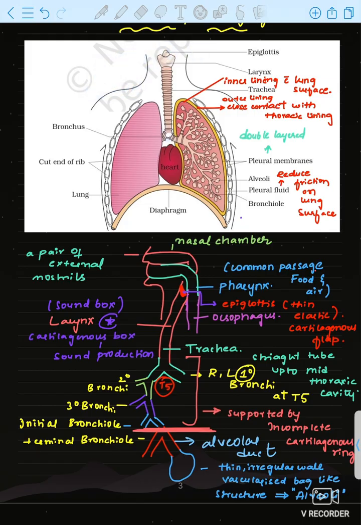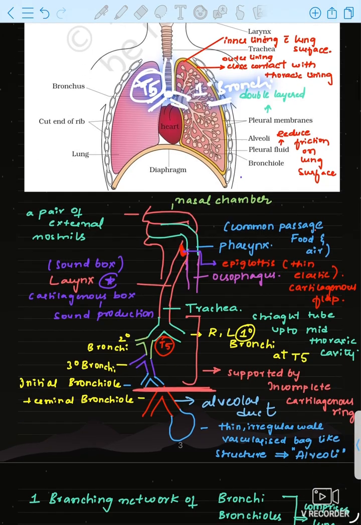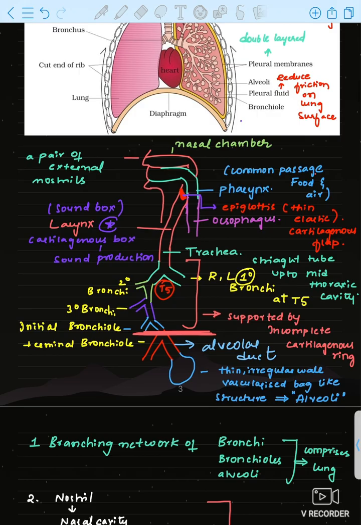Here the point where trachea will divide into primary bronchi, there we find thoracic vertebra. Which thoracic vertebra? Fifth thoracic vertebra. At that point this trachea will divide into primary bronchi. Okay, I think you understood it. See, trachea and right and left primary bronchi is present at T5.